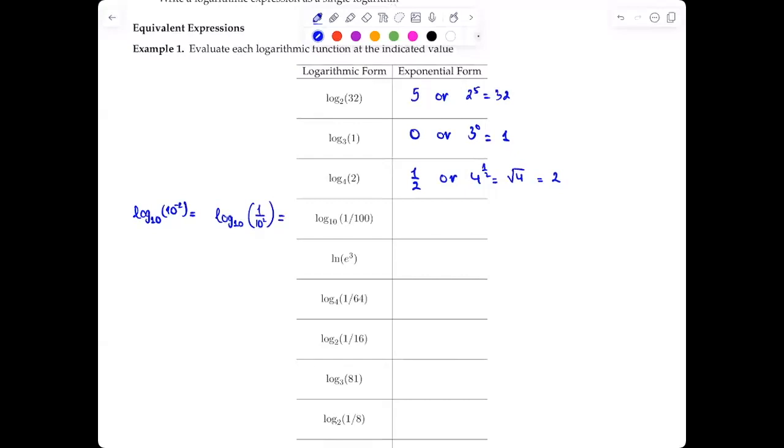And now to find the value of this logarithm, again, you ask yourself, what power should I raise 10 to get 10 to the negative 2? So this is more obvious for us. This is equal to negative 2. Or again, you have 10 to the negative 2 equal to 1 over 10 squared, or equal to 1 over 100.